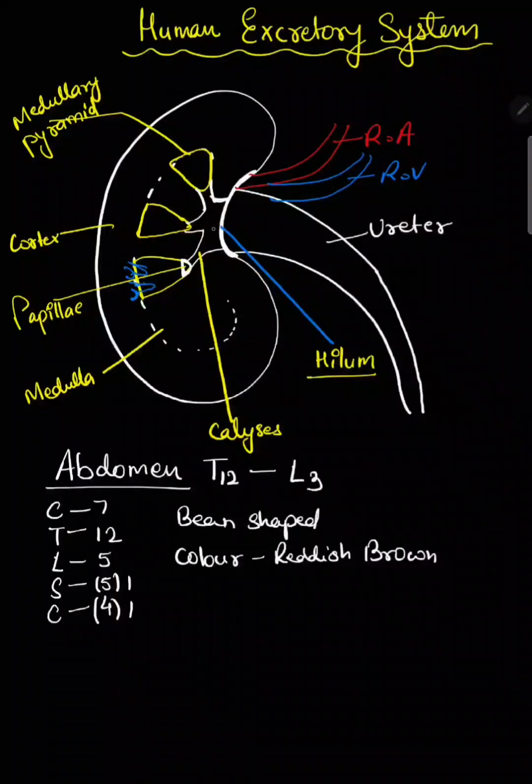Calyces, and this portion is the pelvis, and finally it will join at the hilum. It will go and merge at the hilum region. Hilum is the entry and exit point of the kidney, from where the ureter, renal artery, and renal vein will enter and exit. Okay, so this is the overall structure of a kidney.